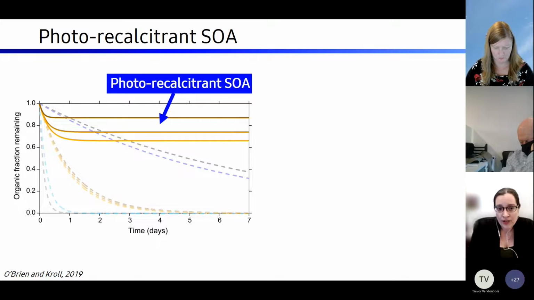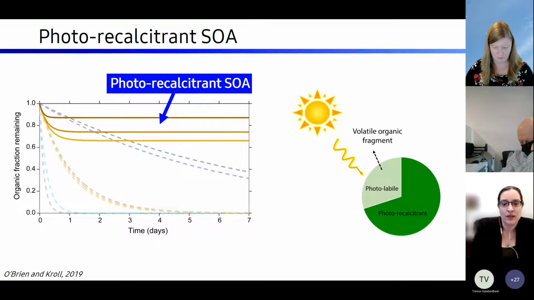So we're calling this photorecalcitrant secondary organic aerosol. It's material that cannot decay due to direct photolysis. So on a mass basis, what that means is that some fraction of this mass is photolabile. A fragmentation event will allow it to volatilize into the chamber, but the majority of this material is really staying behind and is stuck down on these particles under the aging conditions that we are looking at.